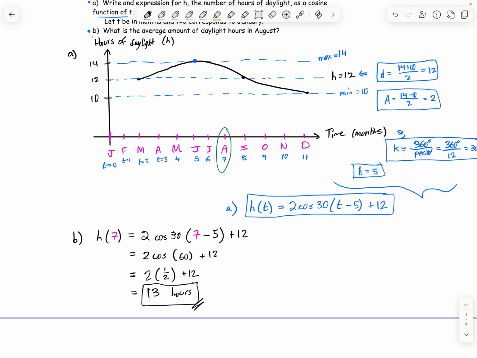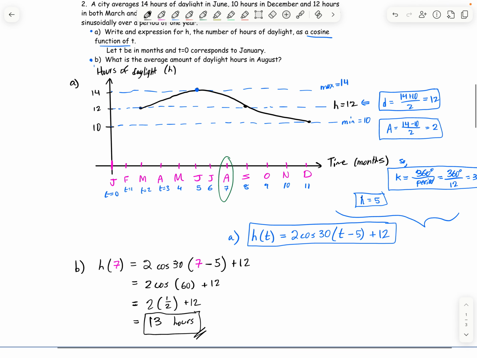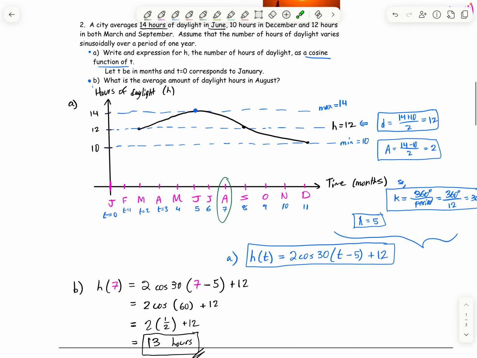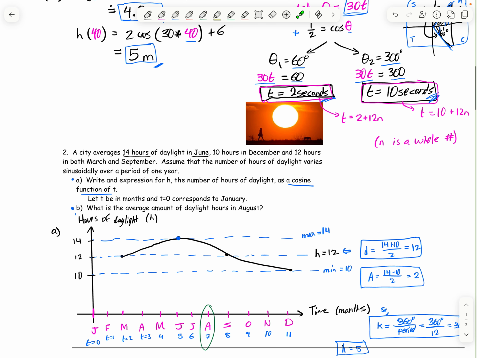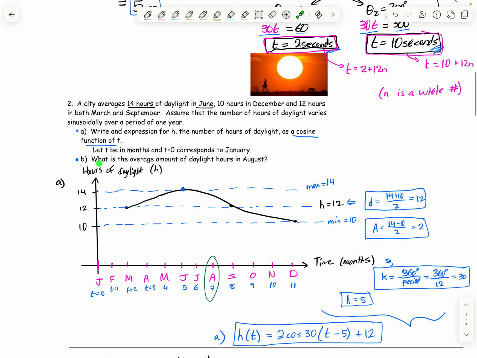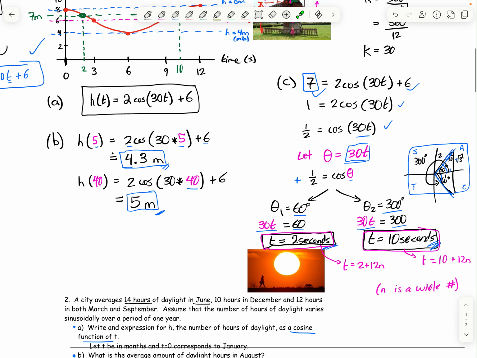Okay. So the big takeaway here is for these daylight problems, the midline right here is the average daylight, the amplitude is like that seasonal variation, and the period is 12 months, right? So we could see that there, 12 right here. Yeah, 12 months, because from January to December. Okay, nice.